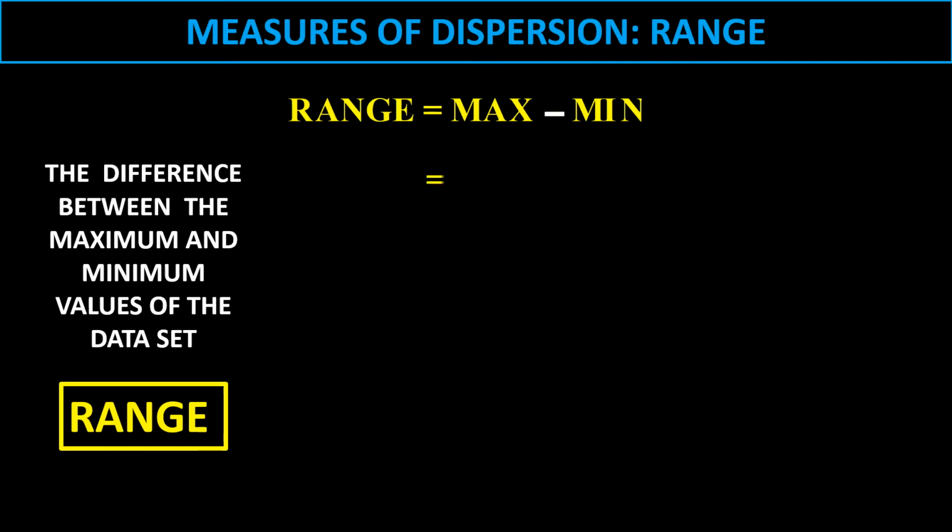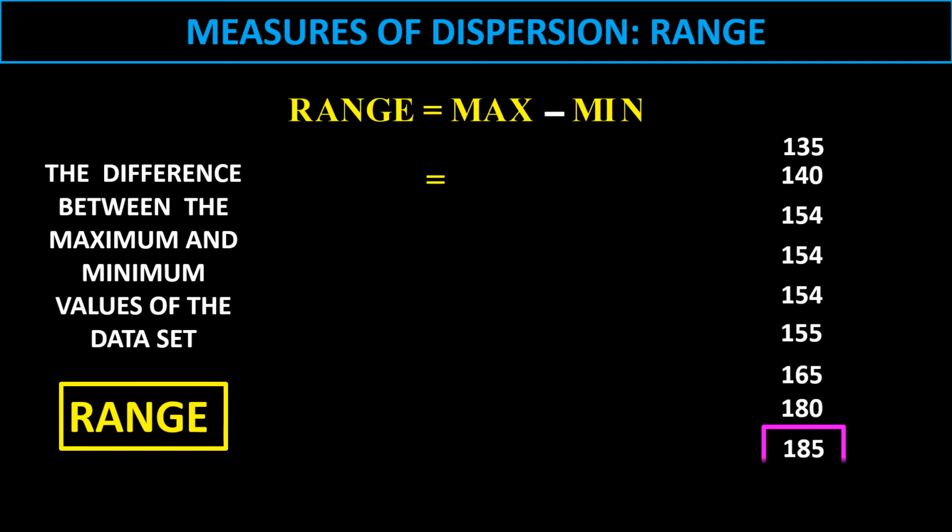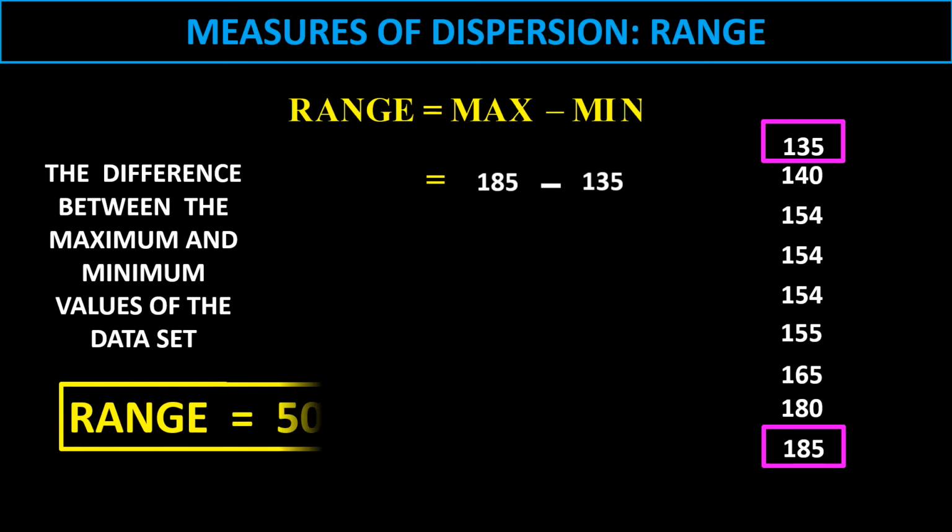Let's take the same data set that we had earlier. So we need to identify the maximum. There's the maximum, and we need to identify the minimum, 135. And then what do we have to do? Just subtract them. So I take the 185, and I just subtract 135 from it. That's quite easy. You don't need a calculator, and that gives you the value 50. So it's just the maximum minus the minimum.